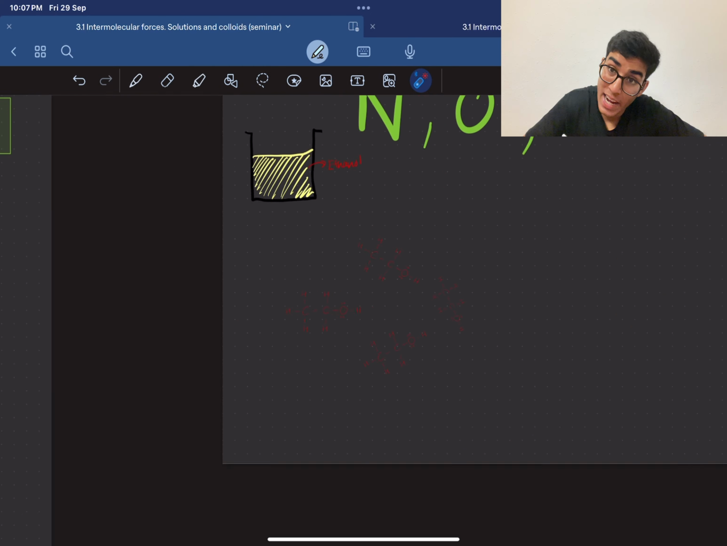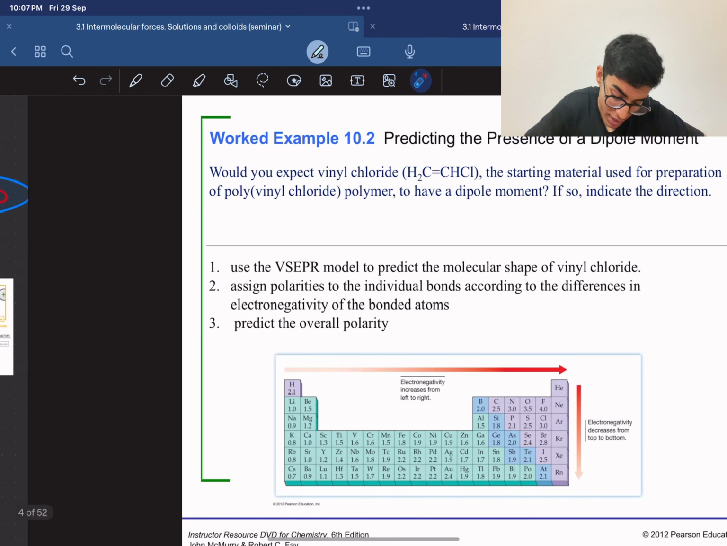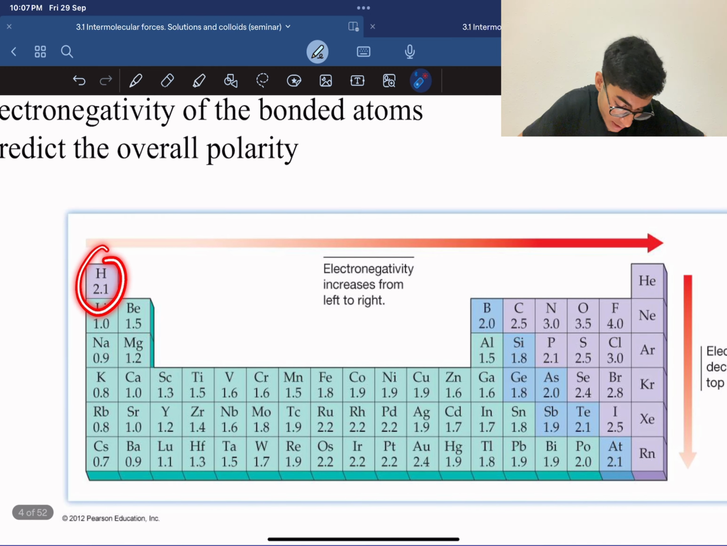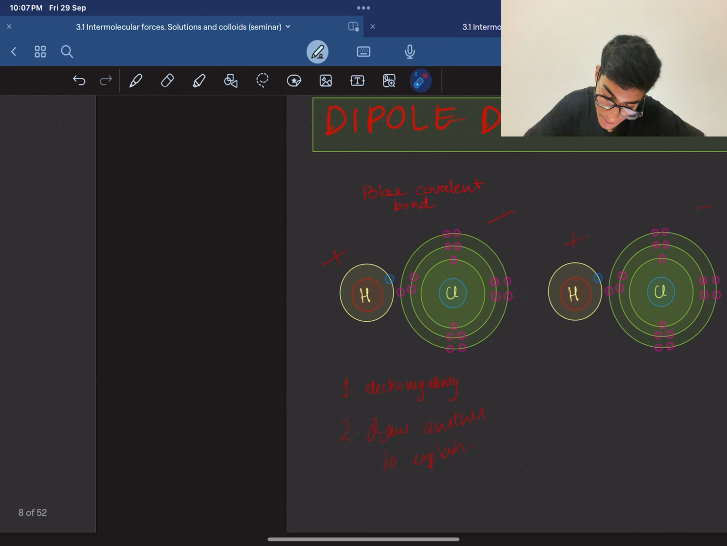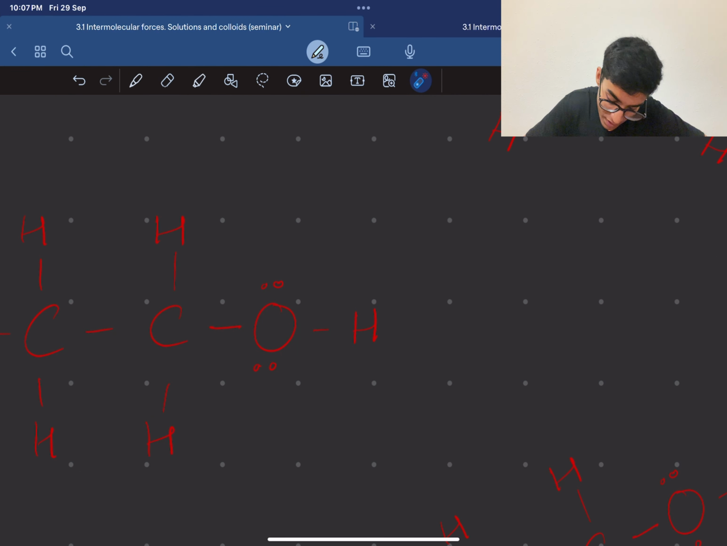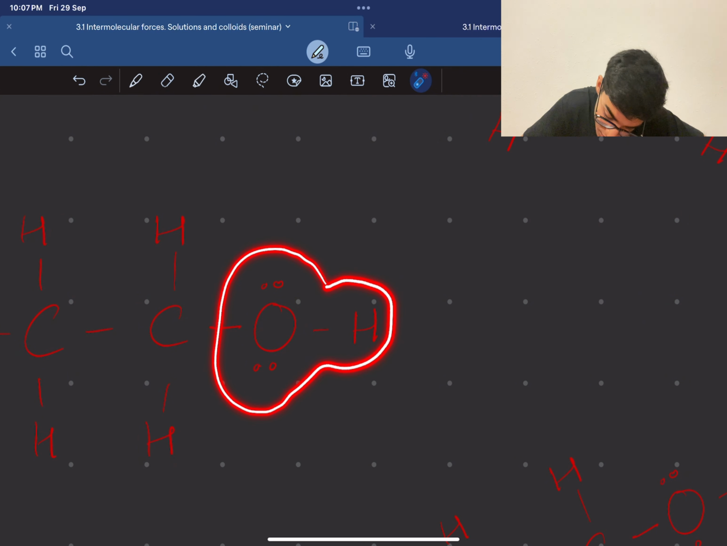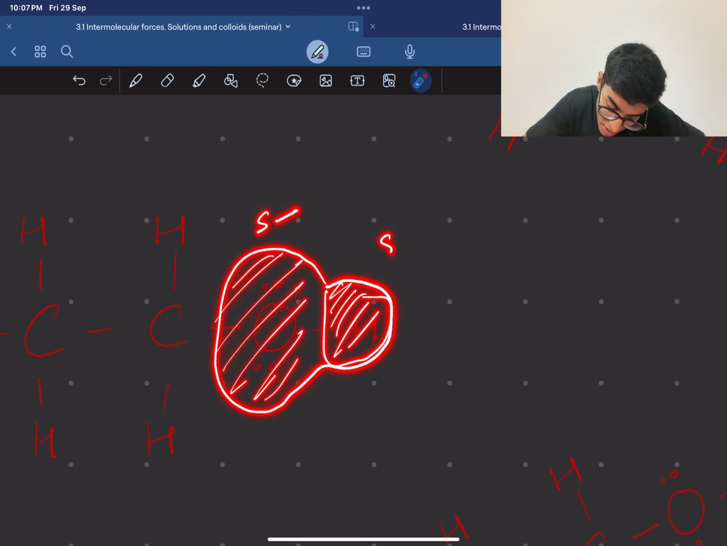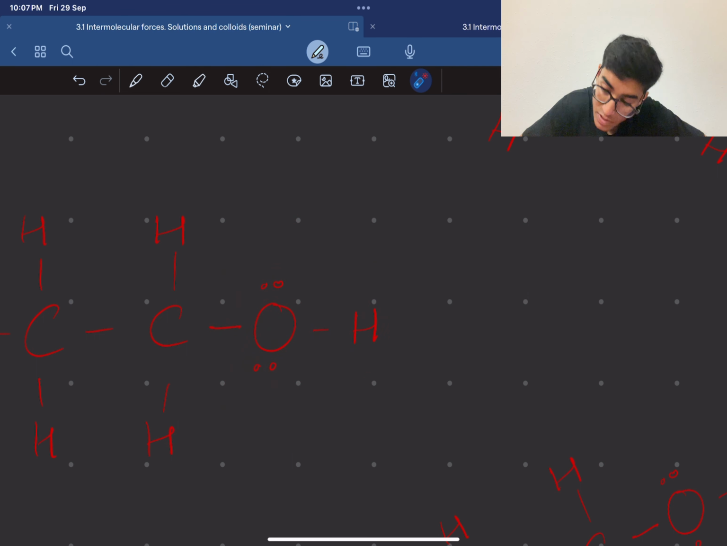Oxygen being more electronegative. Let's look at the electronegativity chart again. Oxygen is more electronegative than hydrogen, so it attracts more electrons. The electron cloud looks kind of like this. You see how the electron cloud for hydrogen is a bit small, but for oxygen it is a bit big. So oxygen gets a slightly negative charge and hydrogen gets a slightly positive charge.